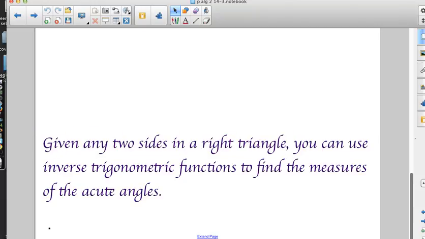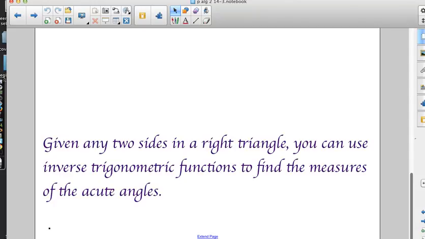So, given any two sides in a right triangle, well, you're just asking for one of these from the homework. You have two sides. You can use the inverse trigonometric functions to find the measures of the acute angles. That's what they're for. What we get when we punch in cosine, sine, and tangent is the ratio of two sides in a triangle. But what we're putting in is the angle measure. So with inverses, remember, the input and the output switch. We give them the ratio of the two sides of the triangle, and it pops out the angle measure for us. So that's what those inverses are for.